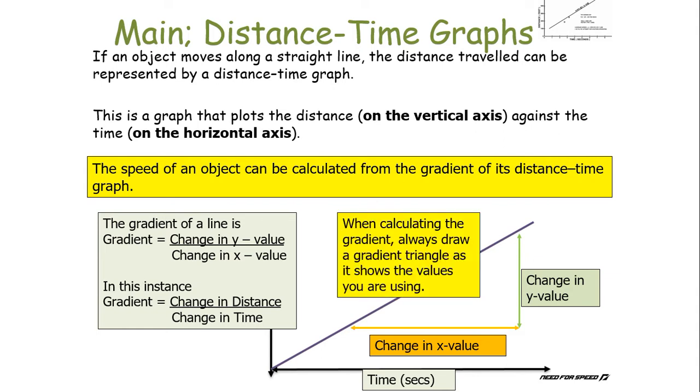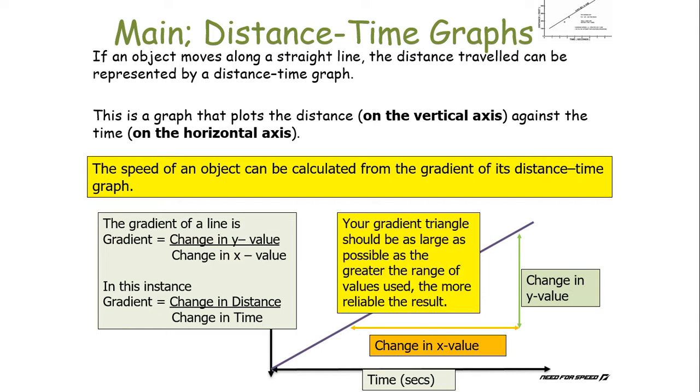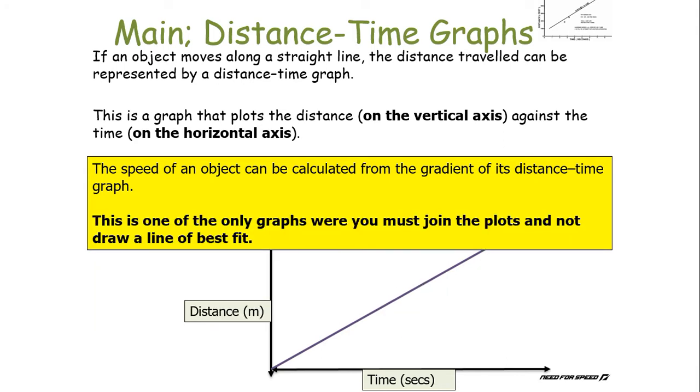Now when calculating the gradient, we always draw our gradient triangles on, as it shows the values that we are using, and the gradient triangle should be as large as possible, as the greater the range of values used, the more reliable the result. But this method can only be used if the object has a constant speed, because you'll get a straight line of best fit.